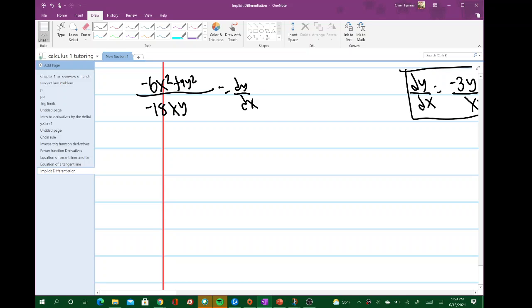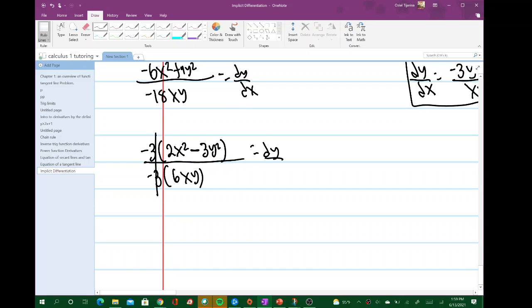The way that I would do it is I would factor out a negative. So I would say negative 3 times 2x squared, minus 3y squared, over negative 3 times 6xy. These two cancel out. This is equal to dy dx.